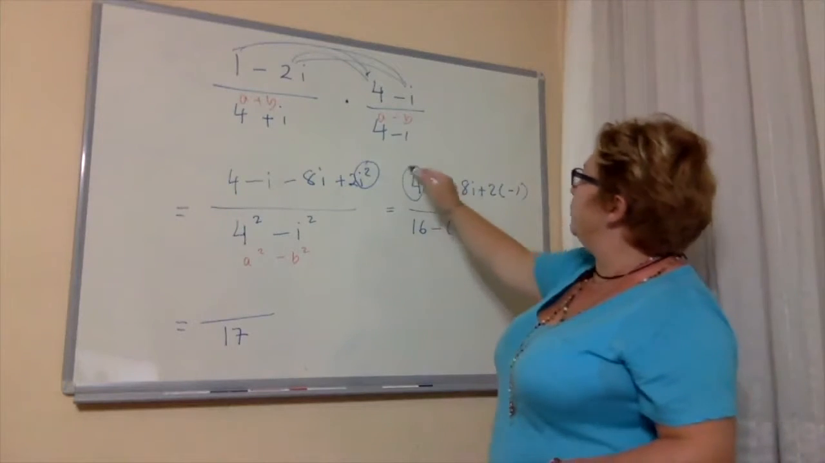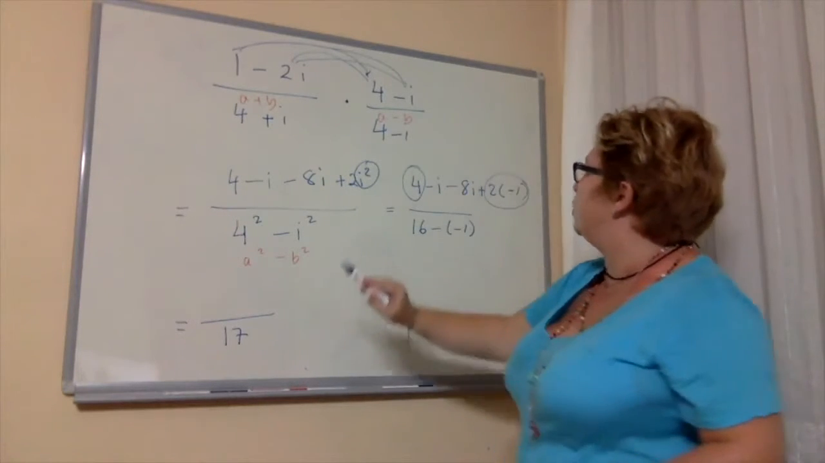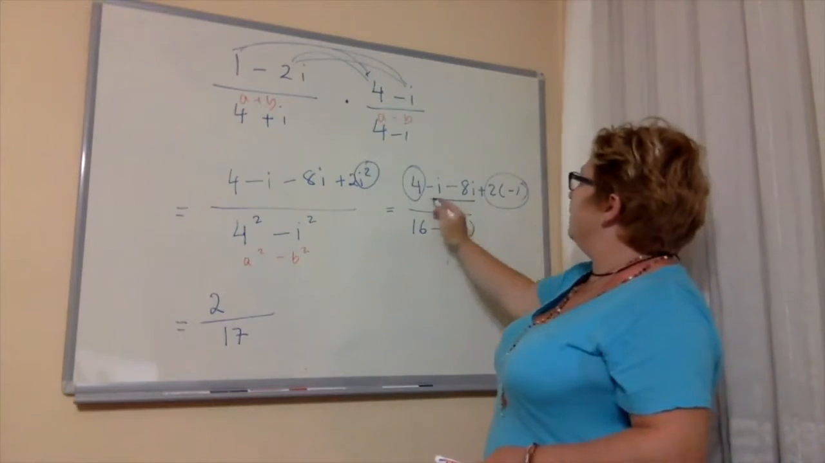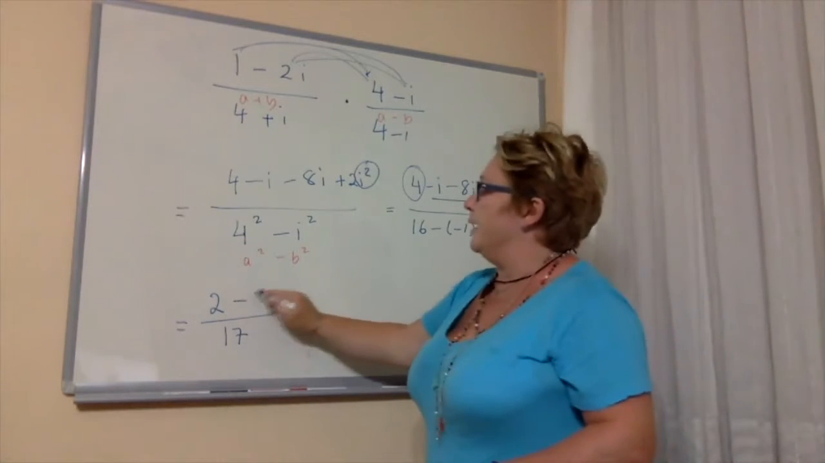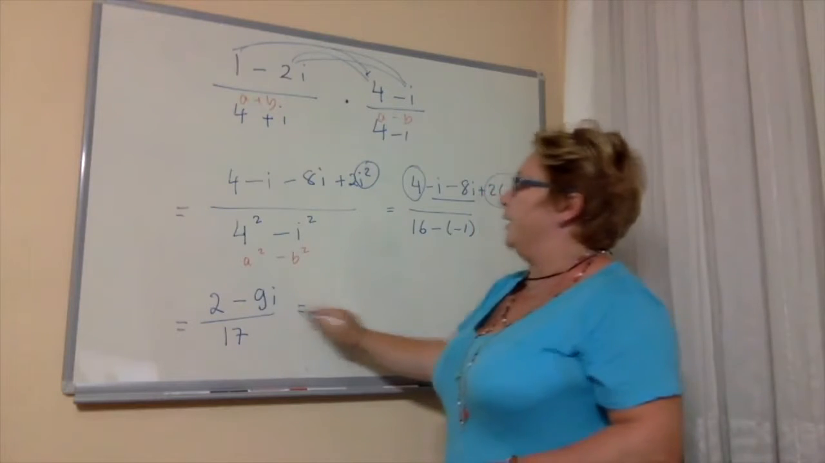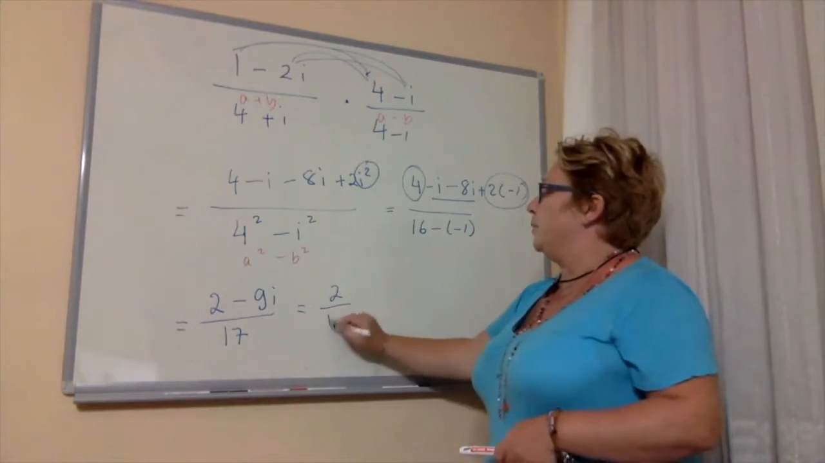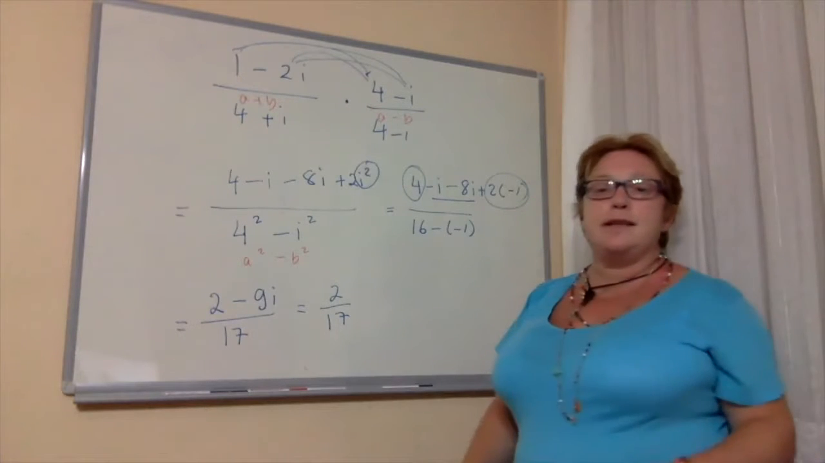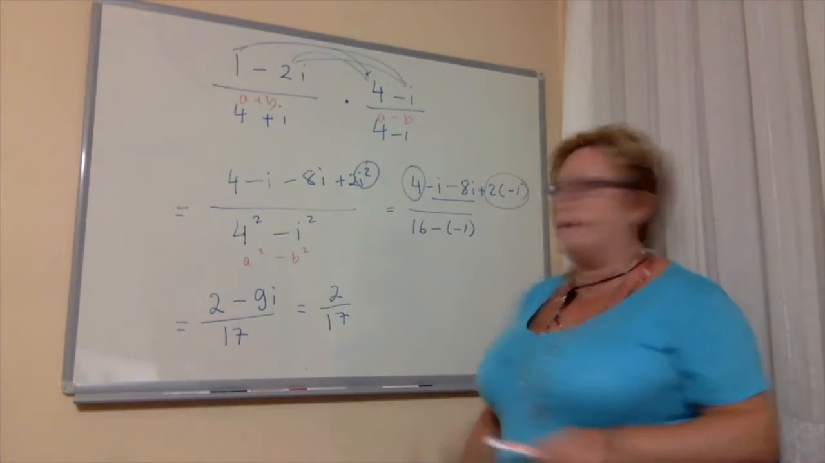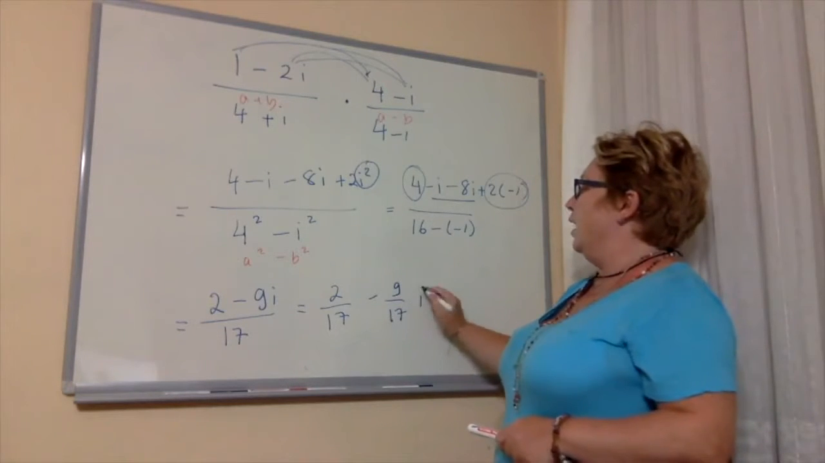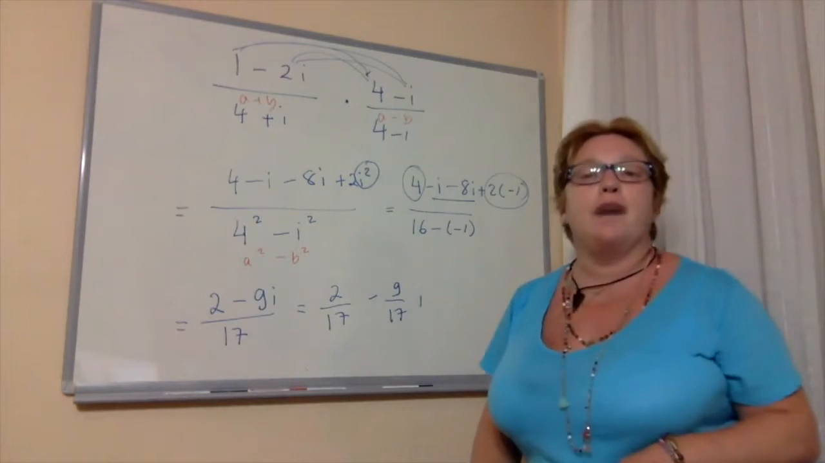So we can combine the real parts, 4 and minus 2, and we'll get 2. And we can combine the imaginary parts and get negative 9i. And then the way we write the result is we always write the real part first, which in this case is 2 over 17 minus 9 over 17 i. So that's our final answer.